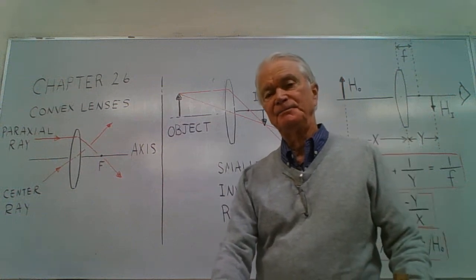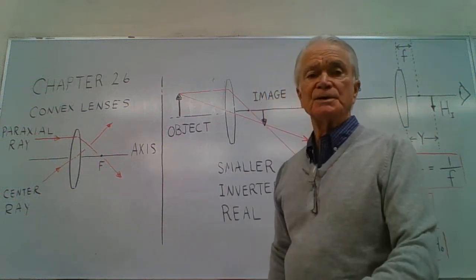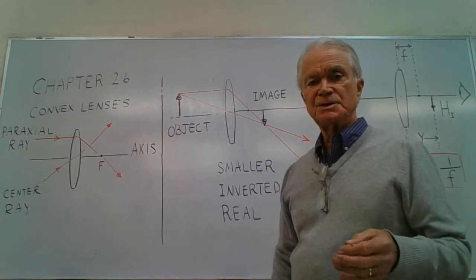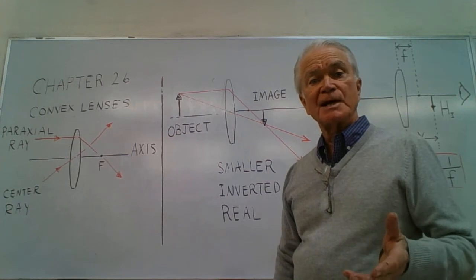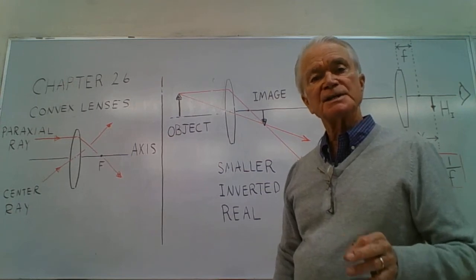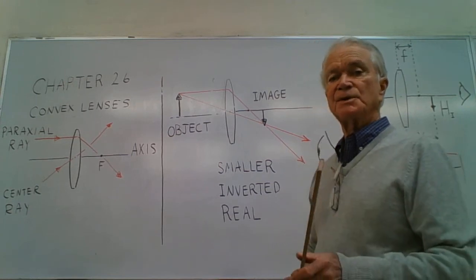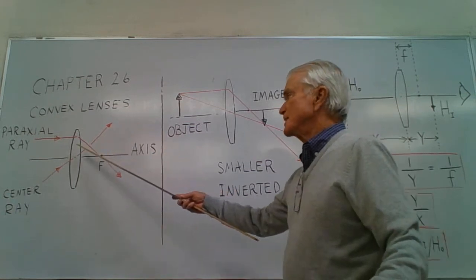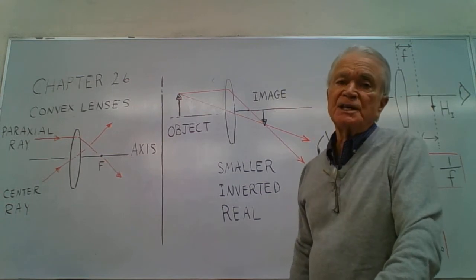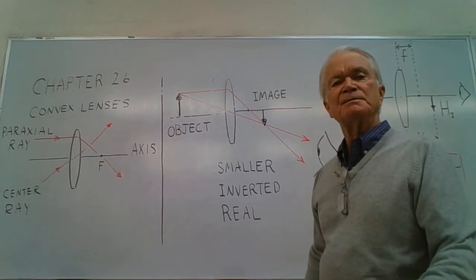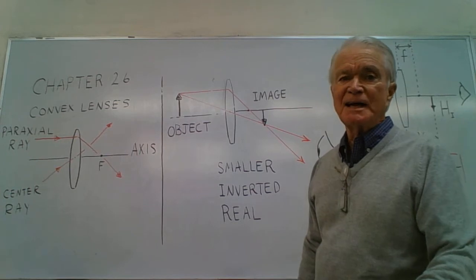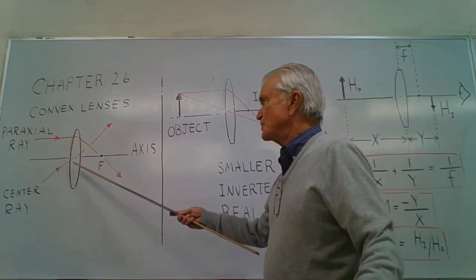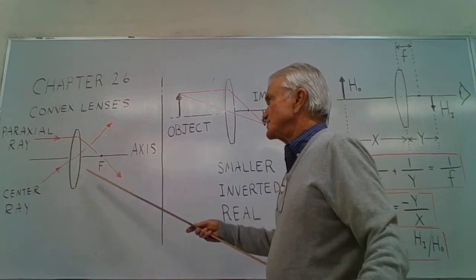Welcome back. This is the fourth in a series of several lectures for chapter 26, which deals with refraction and convex lenses. So let's start with convex lenses. A convex lens, also known as a converging lens, you may know it by its other name, magnifying glass. A convex lens bulges out on both sides.